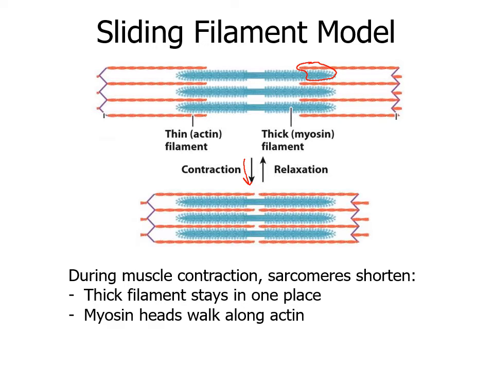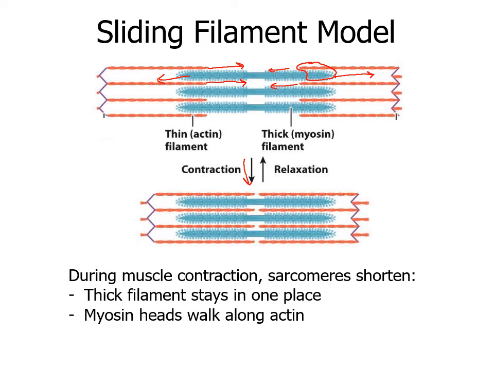So the Z discs actually move a little closer together. It's because the myosin moves along the actin and pulls those Z discs together. That's what contraction is all about. All right. So myosin is just going to move along the actin, pulling the actin filaments toward the center of the sarcomere.